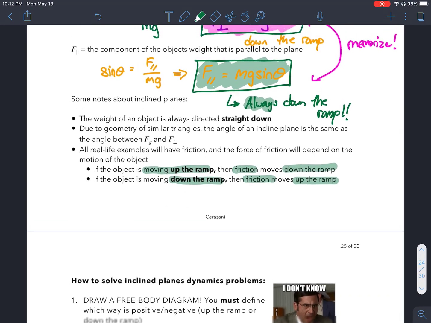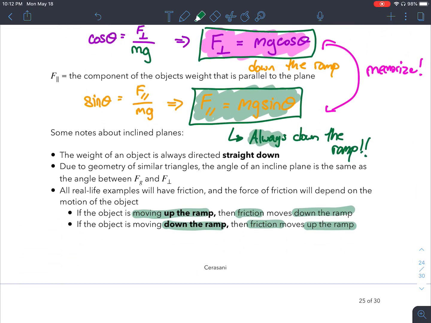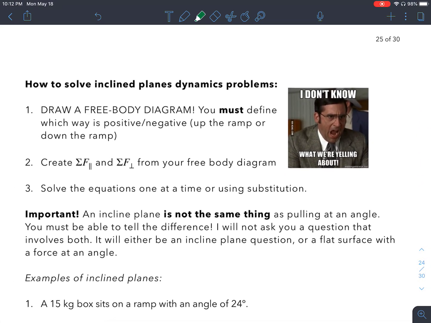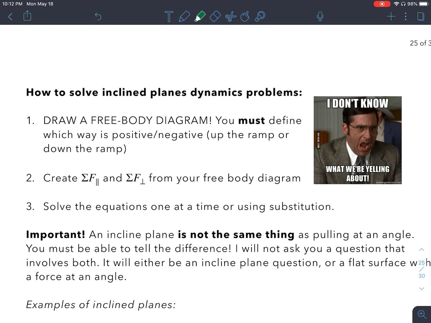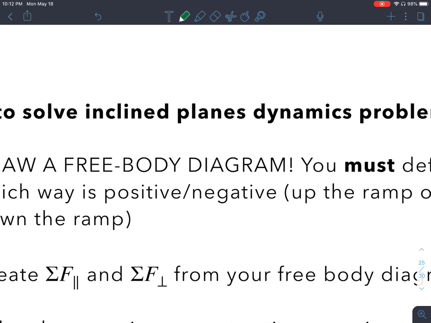Now, when you solve these problems, you're going to do exactly the same thing. You're going to draw a free body diagram, always. That's no big deal. But now, this free body diagram is going to be on an angle. That's totally cool. I don't like how thick that line is. So let's go. This free body diagram is going to be on an angle, like so.